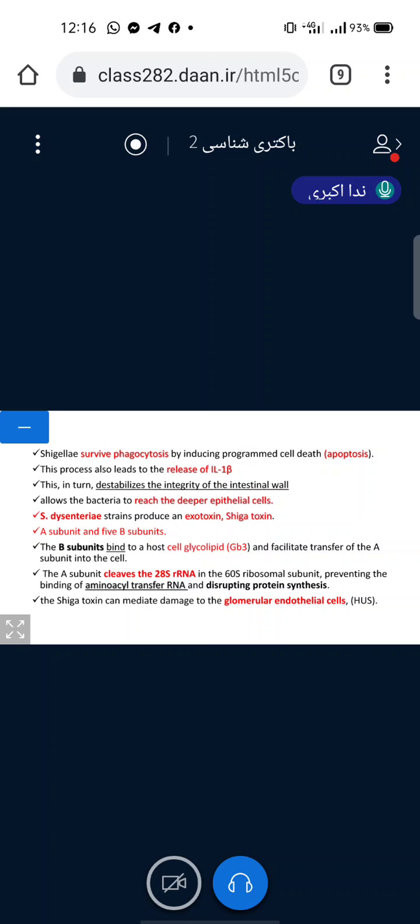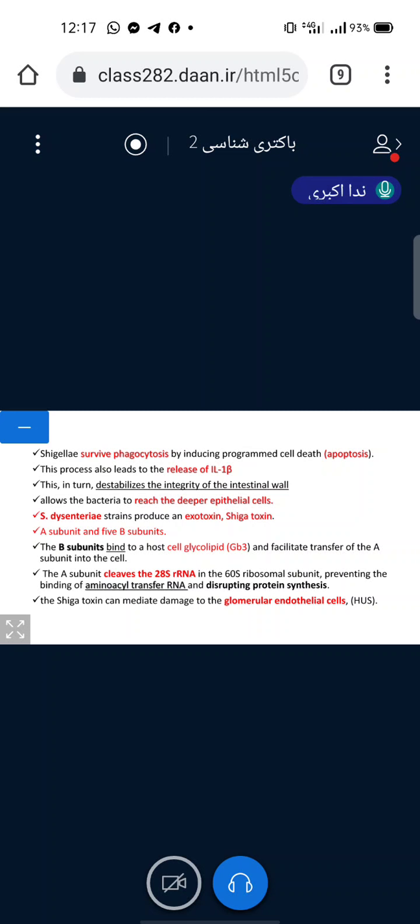Shigella survives phagocytosis. How? By inducing apoptosis. This process also leads to the release of a kind of interleukin called interleukin 1 beta, resulting in the attraction of polymorphonuclear leukocytes into the infected tissues. This leads to the destabilization of the integrity of the intestinal wall.